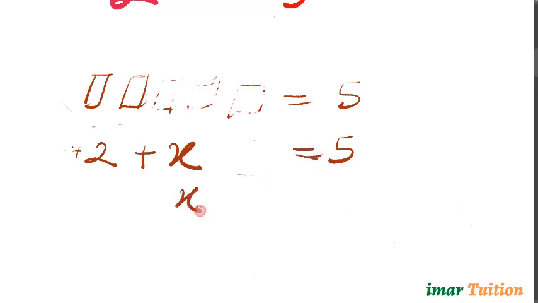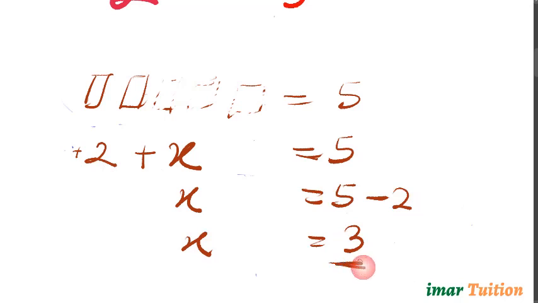So you have x left here to be equal to what? 2 will go across, and you have 5 minus 2. This sign will change to minus. So that will give you x to be equal to what? 5 minus 2, 3. You see, 3 books are actually missing.